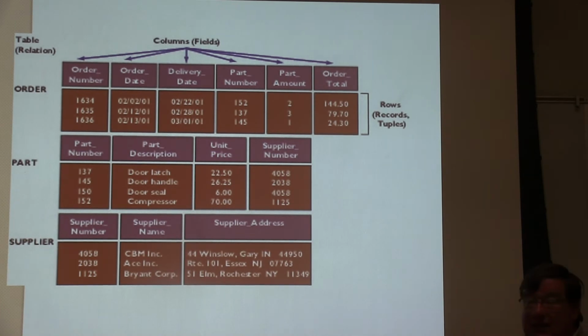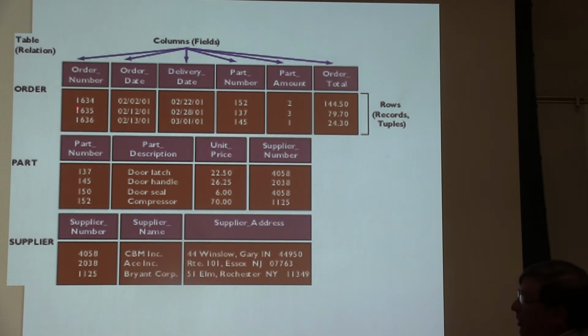Another example of the same thing using multiple tables. We have an order table, a part table, and a supplier table, right? Now, each of these rows is a record, or if you want to impress people that you understand database words, you can say tuple. I always thought that was an awkward word, but that's what they use. Anyway, we have this order.